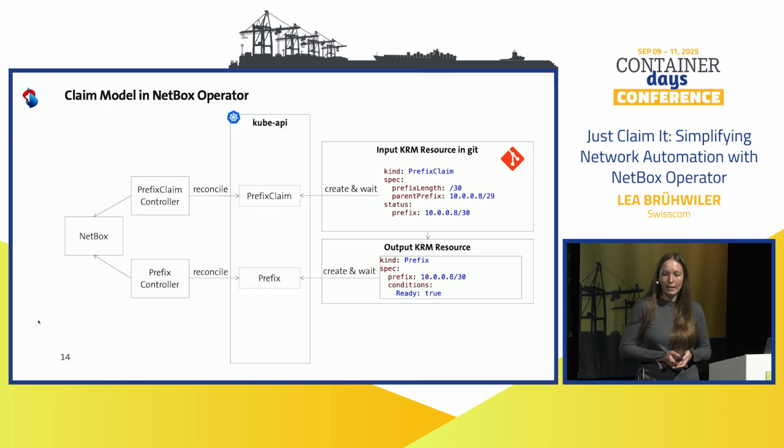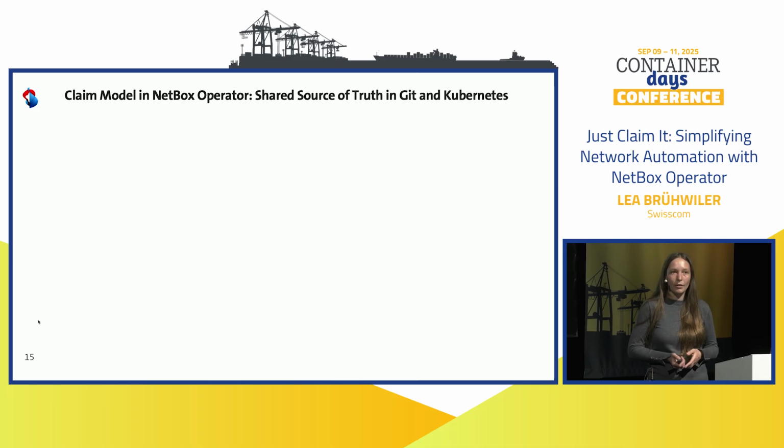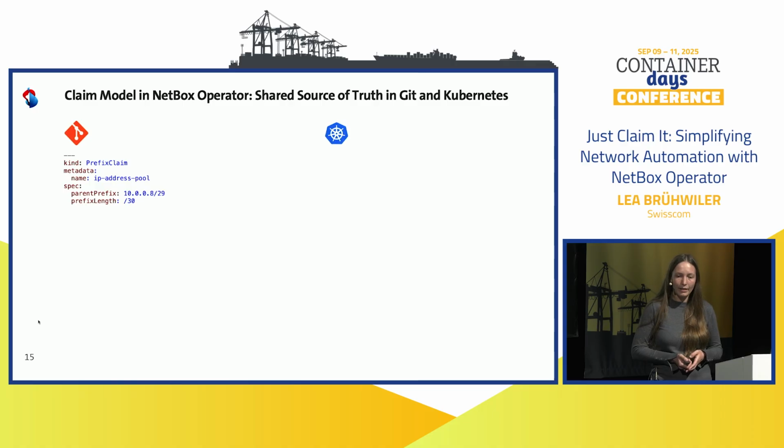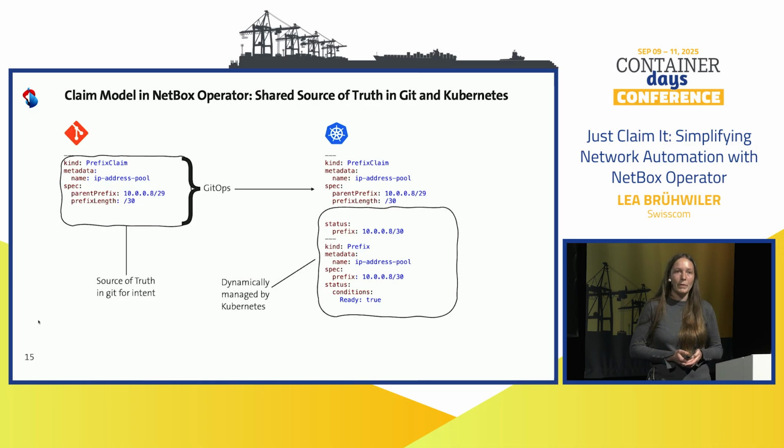And once it's created in the NetBox backend, the prefix claim will then update the status of the prefix claim custom resource. So also here, you only have your high-level intent in Git, and Kubernetes will then reconcile it, so it will create the prefix custom resource and update the status of the prefix claim custom resource. So the dynamic part will be stored in Kubernetes here.